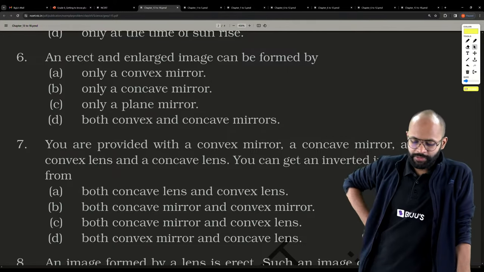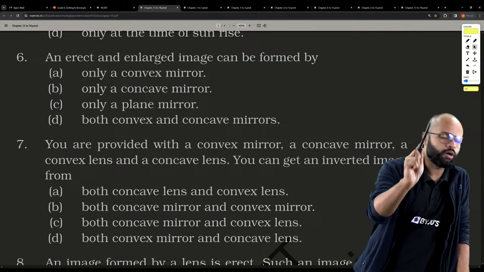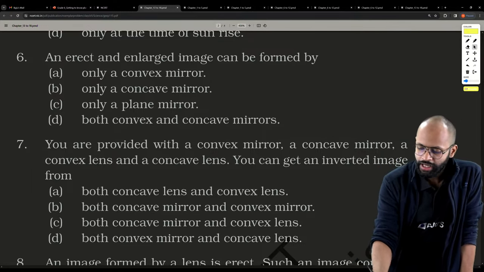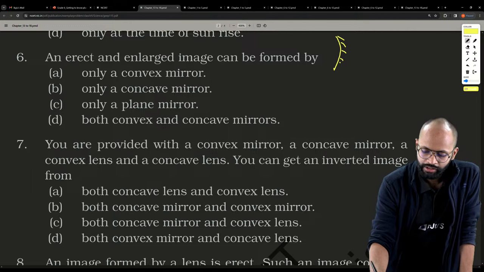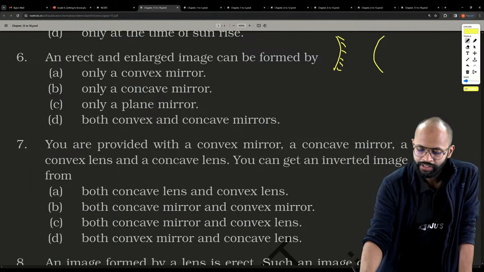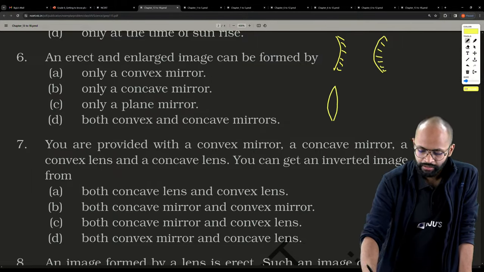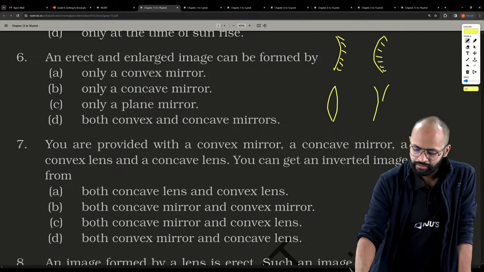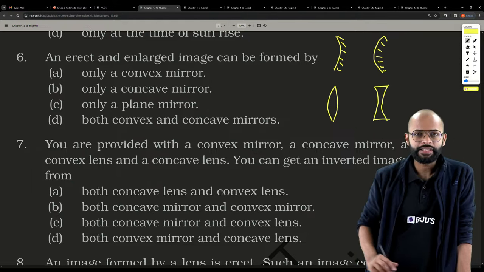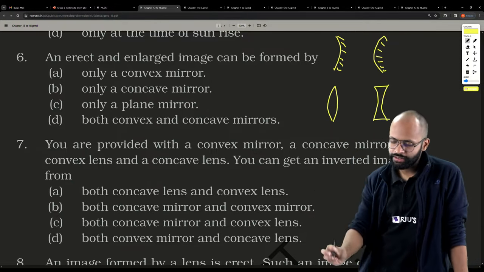An erect and enlarged image can be formed by... Kids, I'm seeing a lot of mistakes in these questions. Arey, listen na. In mirrors we have two mirrors, concave mirror and convex mirror. Lenses, we have two lenses, convex lens and concave lens. Right? We have two lenses, convex lens and concave lens.